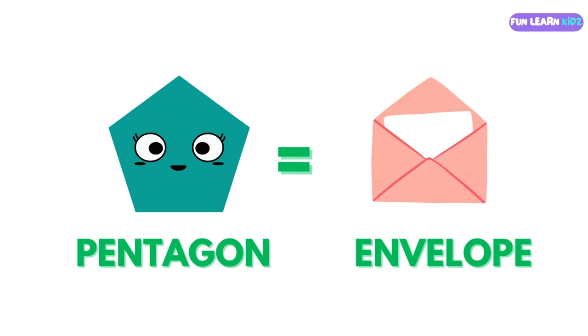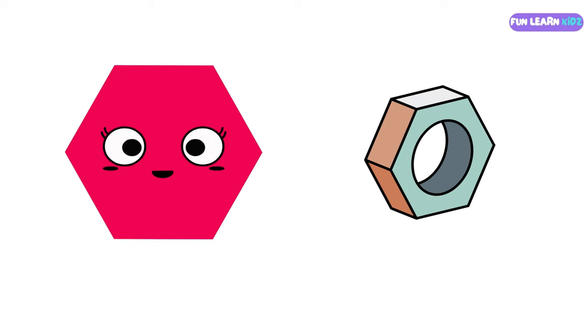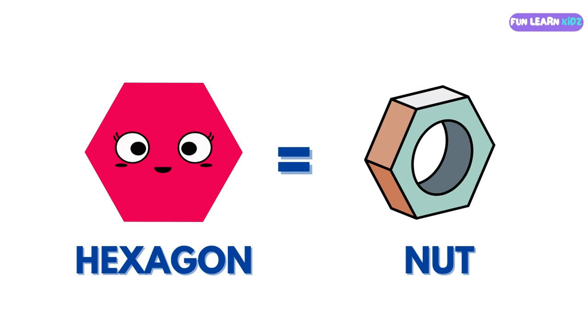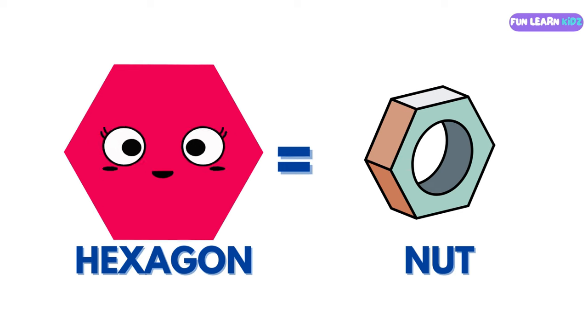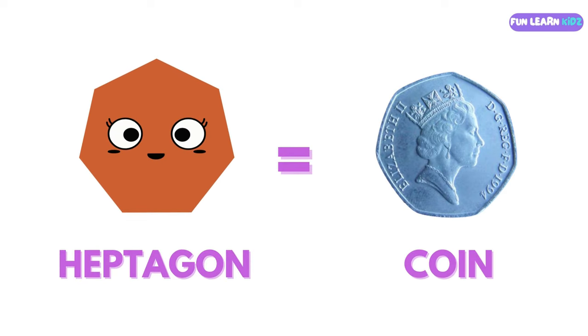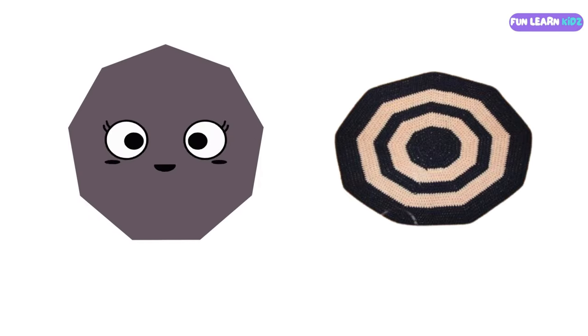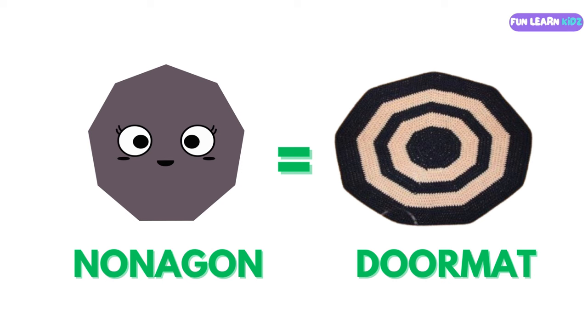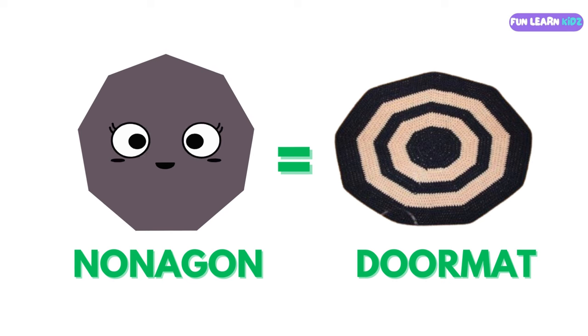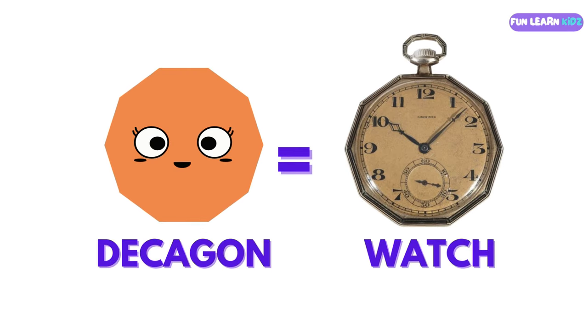Envelope is the example of a pentagon. Nut is the example of a hexagon. Coin is the example of a heptagon. Stop sign is the example of an octagon. Doormat is the example of a nonagon. Watch is the example of a decagon.